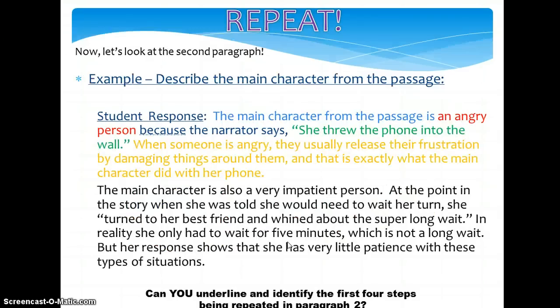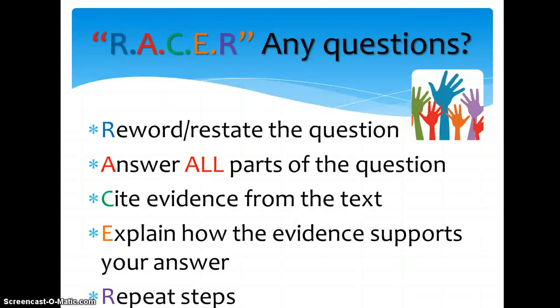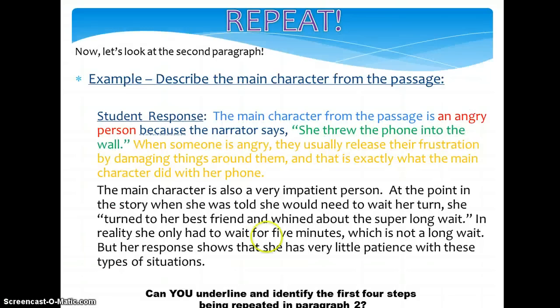Now let's look at the second paragraph. Take a second to pause this and look at it and see if you can identify the first 4 steps being repeated in paragraph 2. I don't have an answer key here. So here we have describe the main character from the passage.